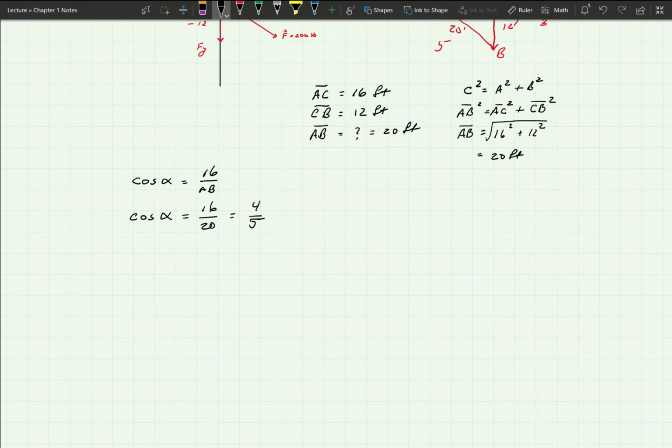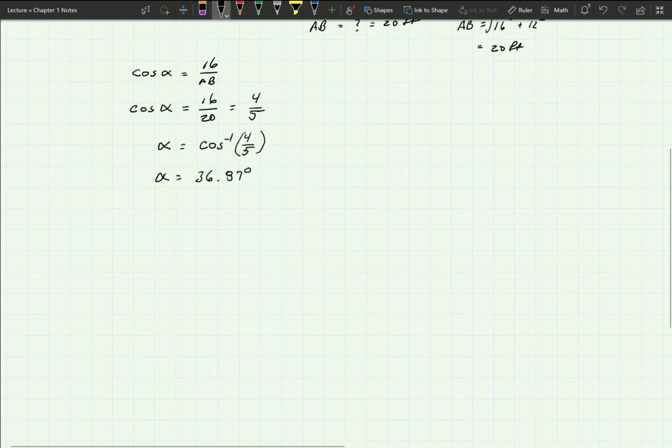And if we take 4/5 and turn it into a decimal, or just be able to look that up, we're going to find alpha is equal to cosine arc of 4/5, and alpha will be equal to 36.87 degrees. Okay, that's useful.